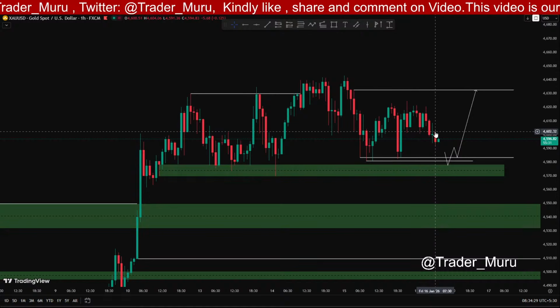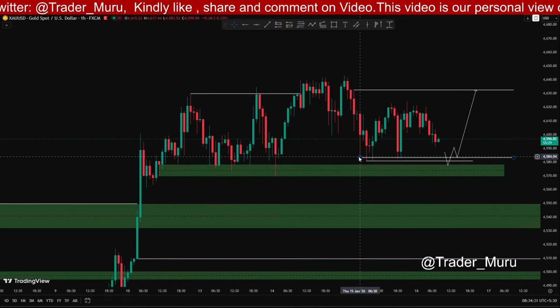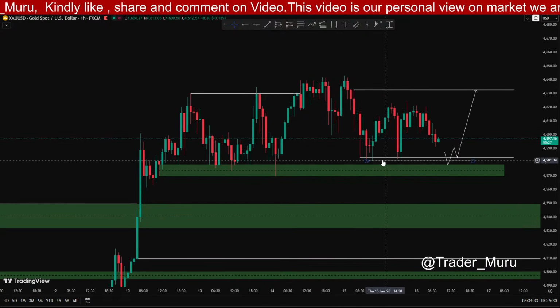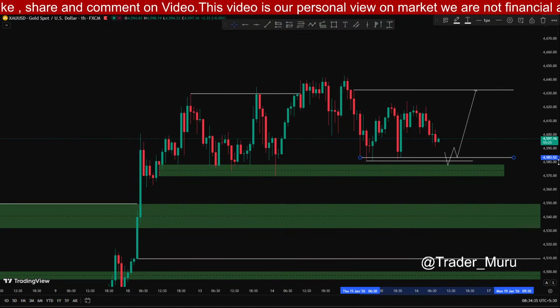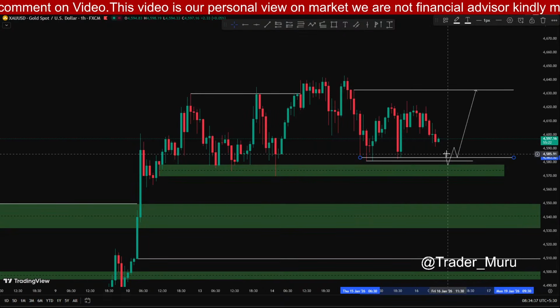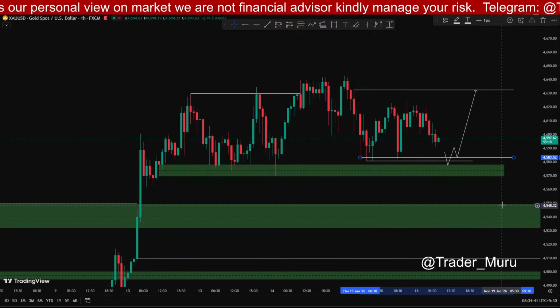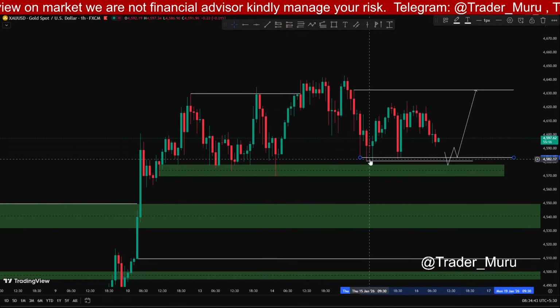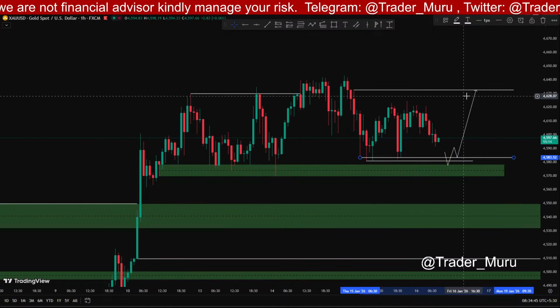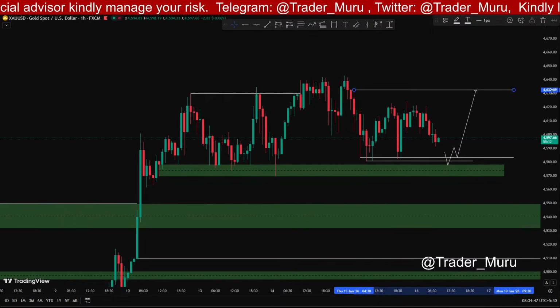Remember guys, price should not close a 4-hour candle below our 4-hour wick, which is 4583. If a 4-hour candle closes below, then price will be very bearish, but before that price is still bullish and it can target this high around 4632.